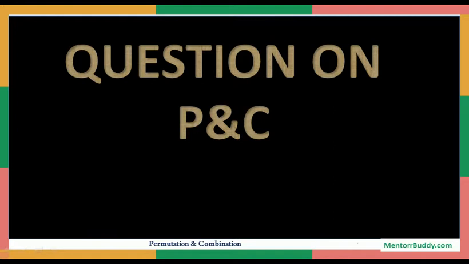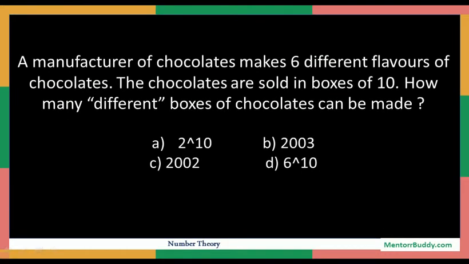Now today we are going to discuss another type of question which is based on the logic of PNC only. The question says a manufacturer of a chocolate makes 6 different flavors of chocolates. The chocolates are sold in the boxes of 10. So how many different boxes of chocolates can be made?